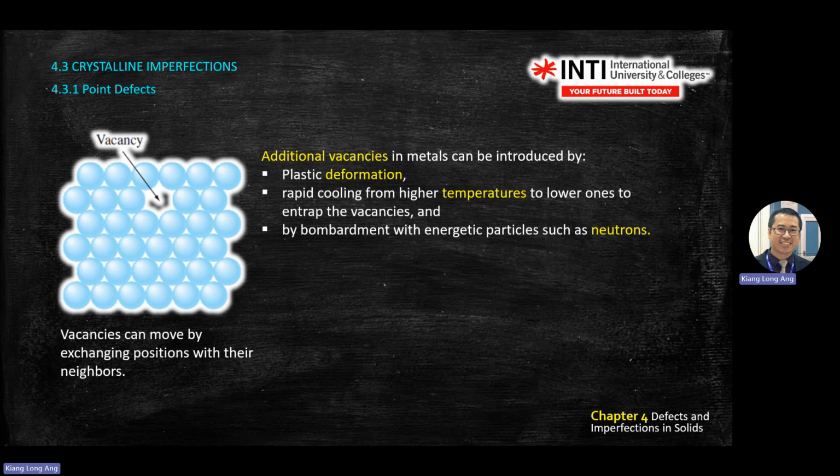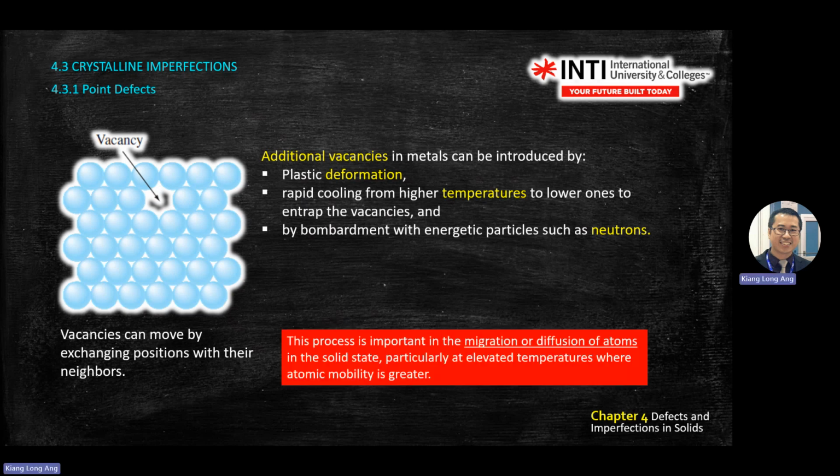The third is bombardment of energetic particles such as neutrons. This is radiation. Let's say this is a metal, and you shoot radiation at it from a radiating source, like a bullet. You give energy to an atom and it bounces out, so here becomes one vacancy. Okay. So either by plastic deformation, or rapid cooling from high temperature which traps the space there, or you bombard with neutrons.